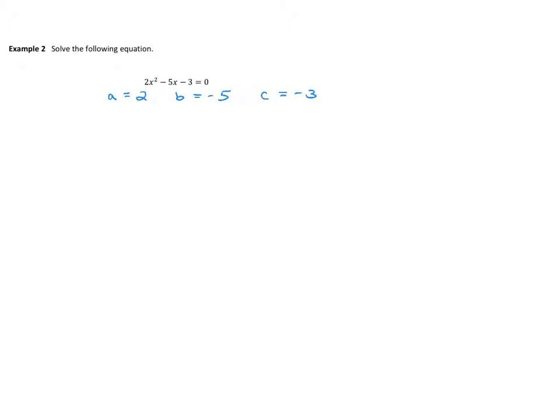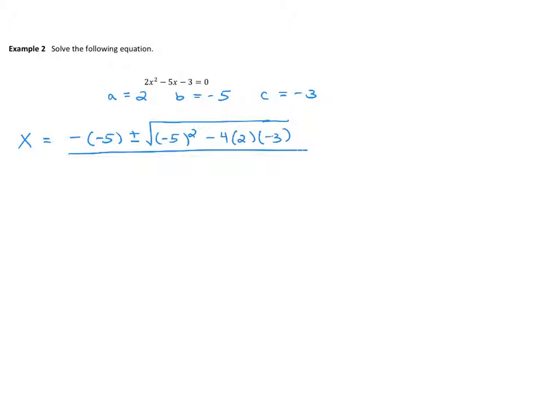Okay, so going to my quadratic formula, x is equal to negative b plus or minus the square root of b squared minus 4 times a times c, all divided by 2 times a. So the process in this one is going to be very similar to our last example where, okay, the negative and a negative is a positive.